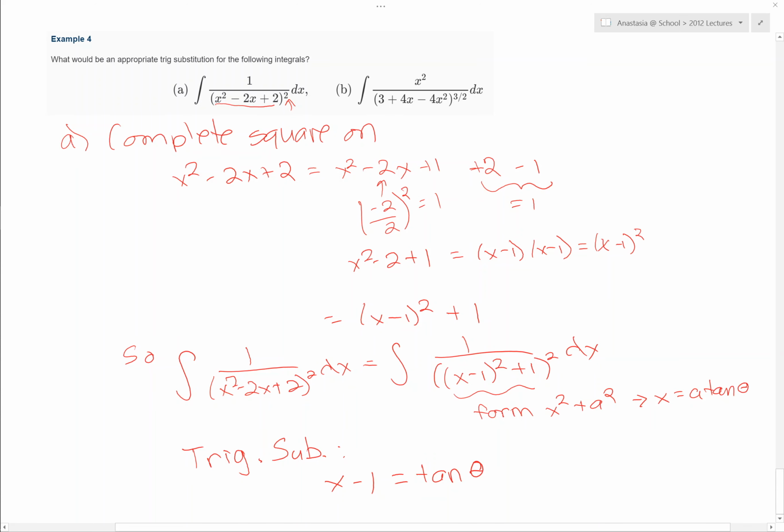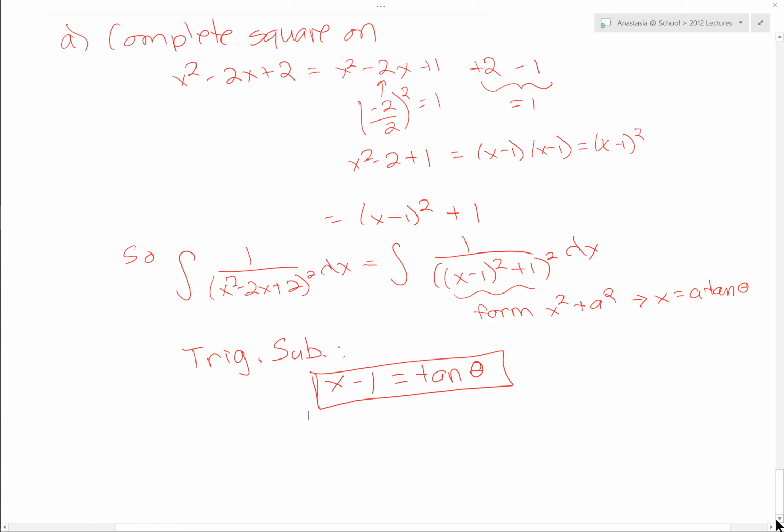I'm not going to continue with this because the example hasn't asked for it. But if you use the substitution x minus 1 equals the tangent of theta, you can differentiate, you can plug in, simplify everything, go through it the same as you would with any trig substitution problem. So the final answer for part A is just this substitution, x minus 1 is equal to the tangent of theta.